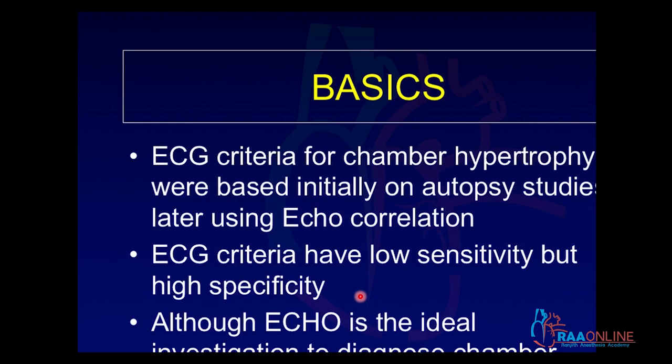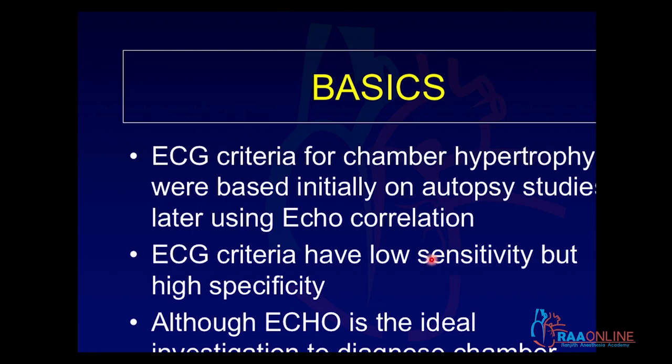So in that way, especially when you are in an office or some basic hospital where you have only an electrocardiogram, it will give a clue about the presence or the absence of chamber enlargement. The ECG criteria have low sensitivity and high specificity. By which we mean that if the ECG criteria of a particular chamber enlargement are there, most often the chamber enlargement is there. That's what we mean by high specificity. Low sensitivity means a normal ECG does not rule out chamber enlargement.